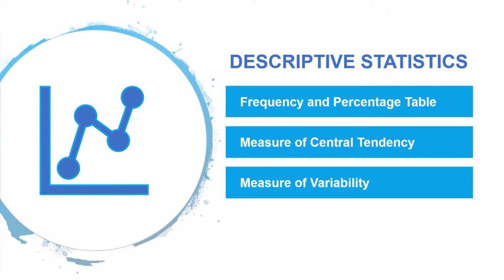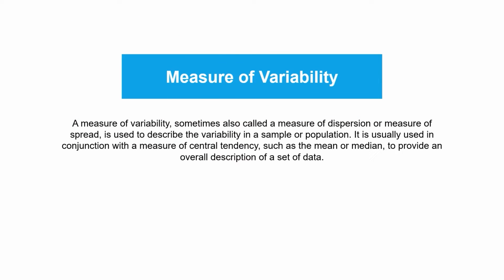Finally, the measure of variability. A measure of variability, sometimes also called a measure of dispersion or measure of spread, is used to describe the variability in a sample or population. It is usually used in conjunction with a measure of central tendency, such as the mean or median, to provide an overall description of a set of data.